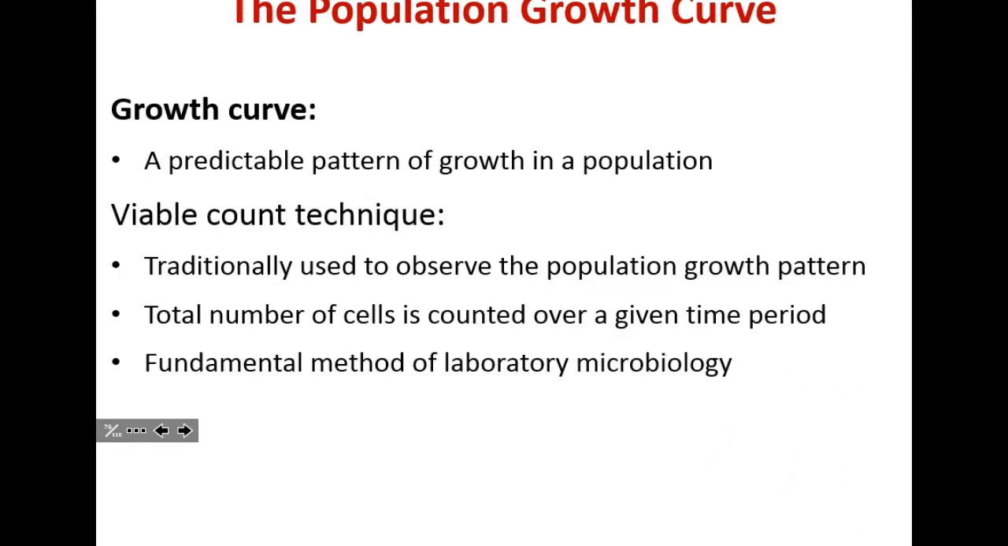The population growth curve, a predictable pattern of growth in a population. There are different kinds of counts that are used to figure out how many are in this population. The viable count technique is traditionally used to observe the population growth pattern. The total number of cells is counted over a given time period, and it's a fundamental method of laboratory microbiology.